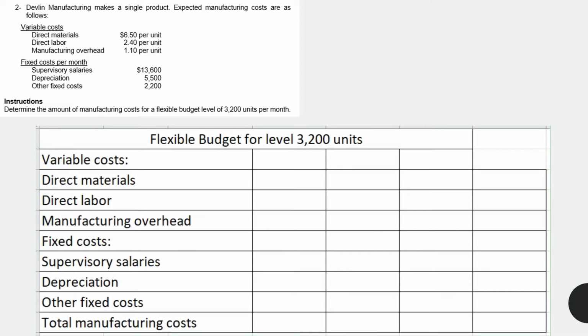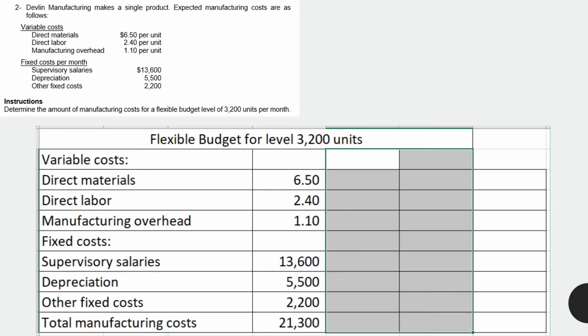In the second example, we have Devlin Manufacturer making a single product, and they have the following information. They have variable costs, and they have some fixed costs per month. And we're asked to determine the amount of manufacturing costs for a flexible budget level of 3,200 units per month. So in this case, we've got to identify our variable versus fixed costs. So we have 650 per unit direct materials, 240 direct labor, 110 for manufacturing overhead, and then some fixed costs at the bottom. So we have a total manufacturing cost fixed of 21,300.